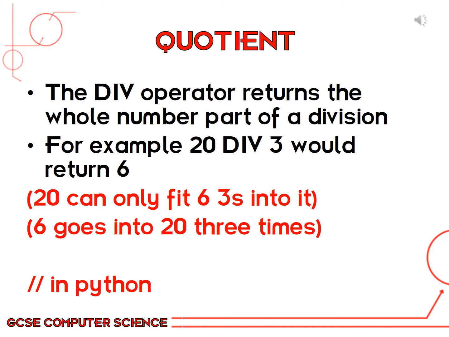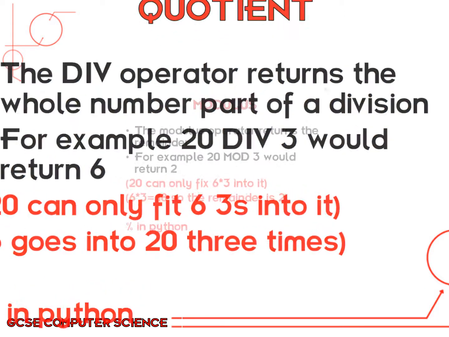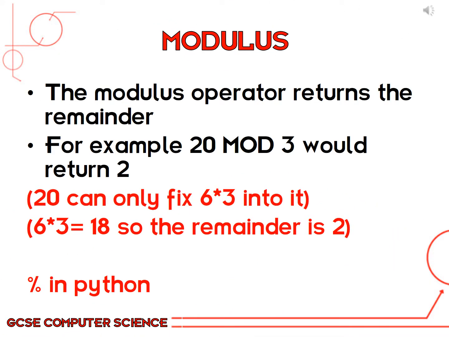Anything more than that and it's not a whole number anymore, so you have to put 6 as the returned value. The modulus operator returns the remainder of a division. So if we did the same sum as before but put 20 mod 3, you see how many times can 3 go into 20? We said before the closest we can get is 18, and then we're left with 2 over. So modulus returns that remainder, which is 2.